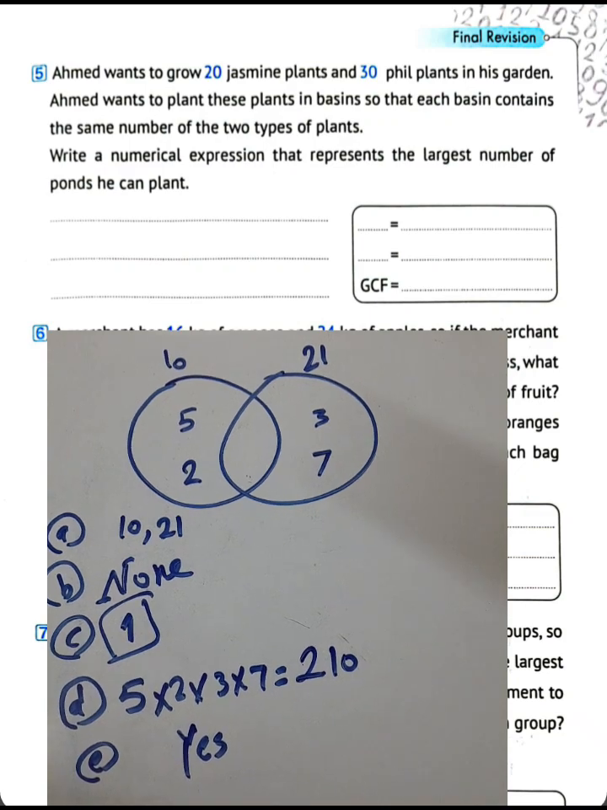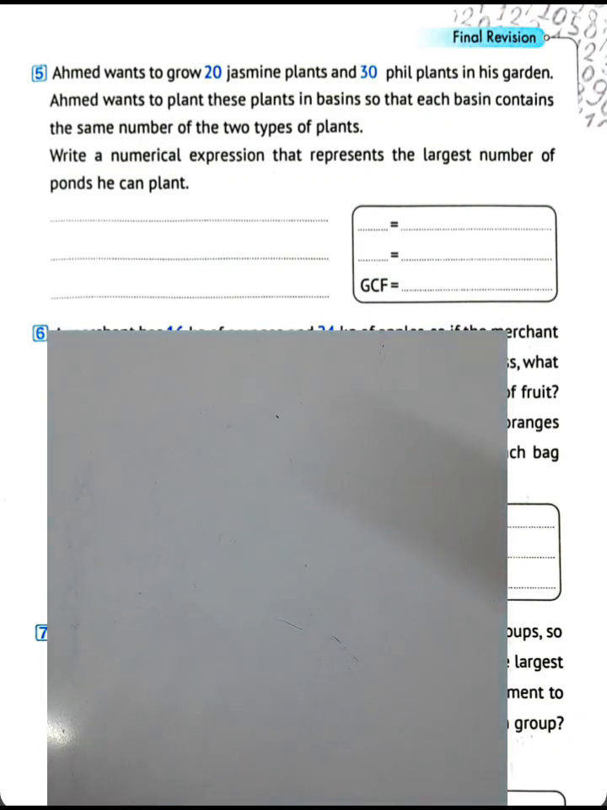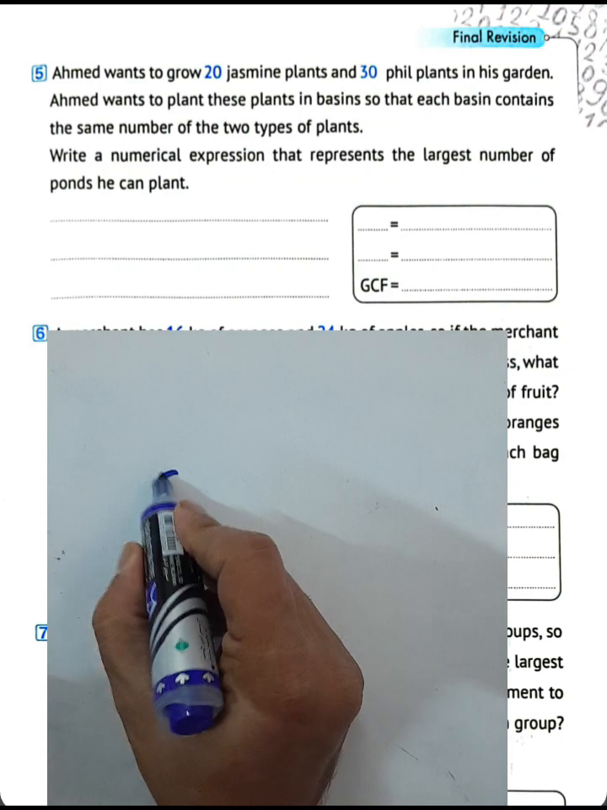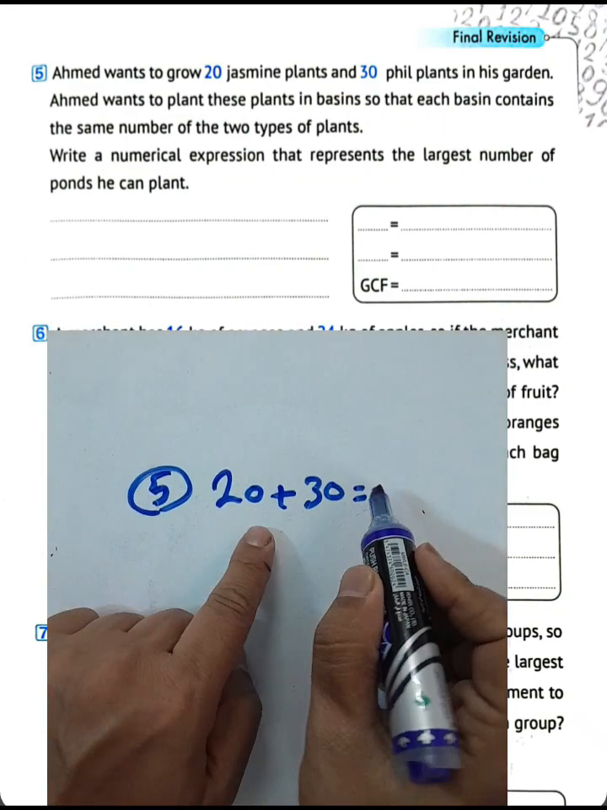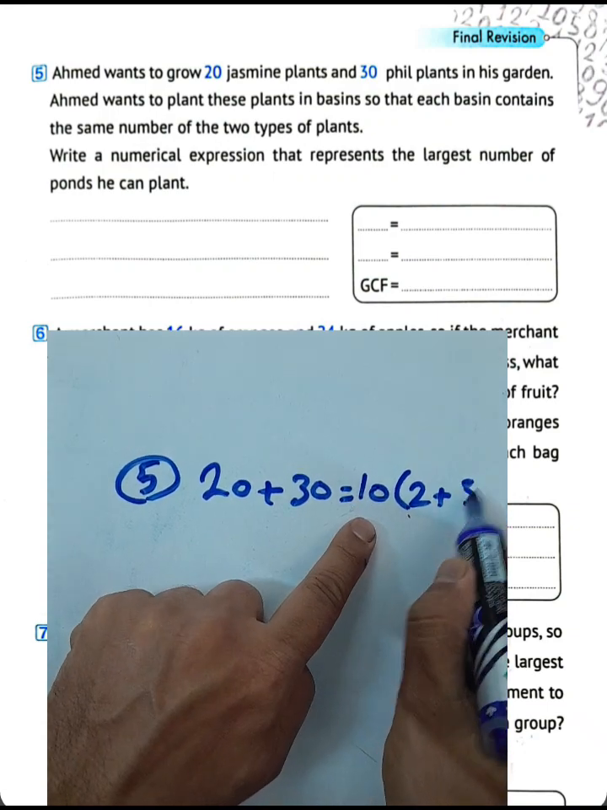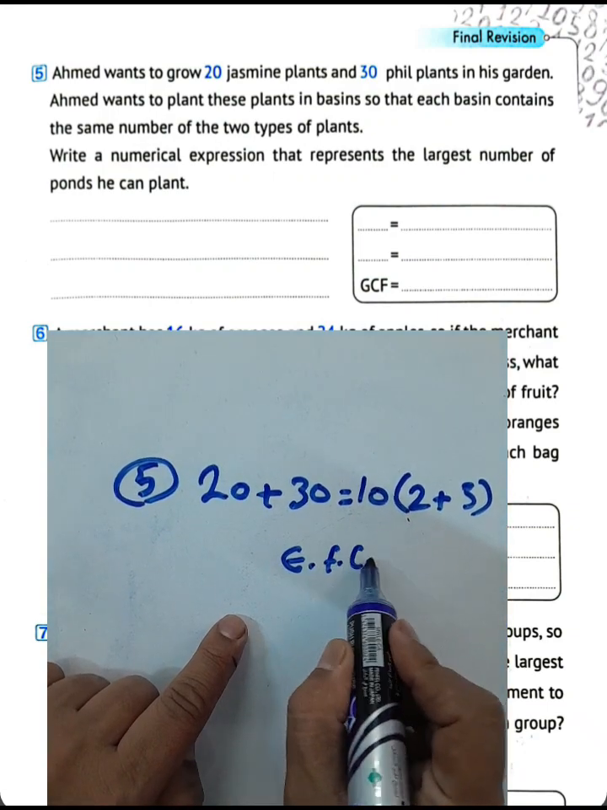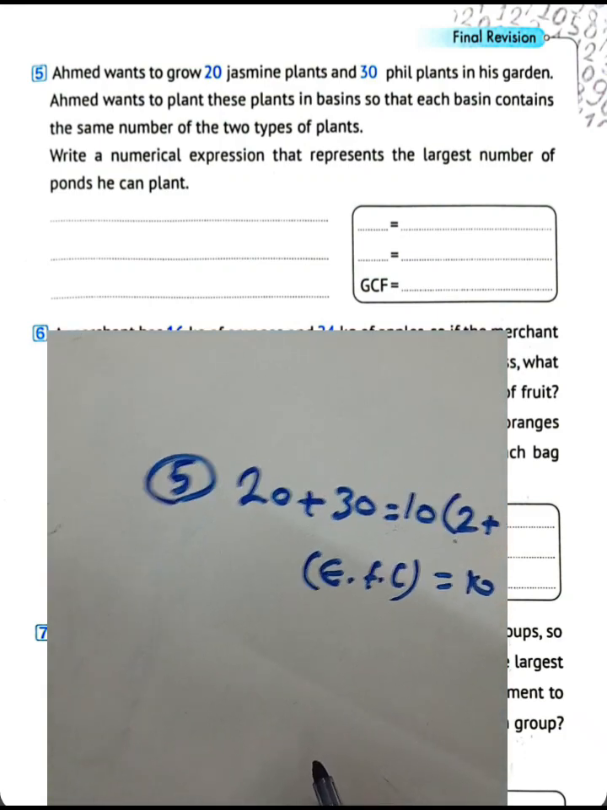Okay, we can find it by using Venn diagram or write factorization to number and write the greatest common factor between two numbers. Okay, first number 20 and second number 30. We have 20 and 30. The greatest common factor between them equals 10. 20 divided by 10 equals 2 and 30 divided by 10 equals 3, then the result will be greatest common factor between them equals 10. Write 10 in the result here about question number 5.